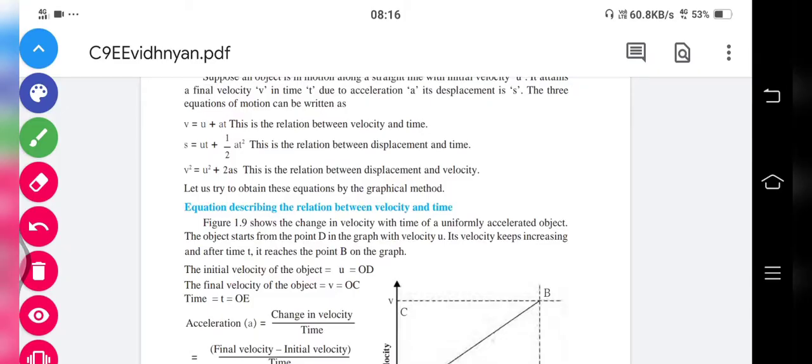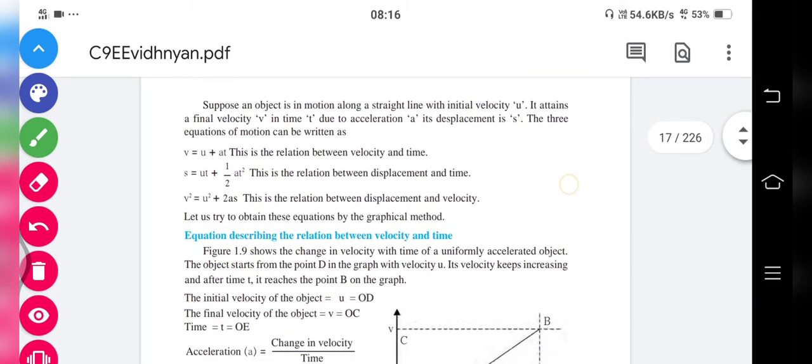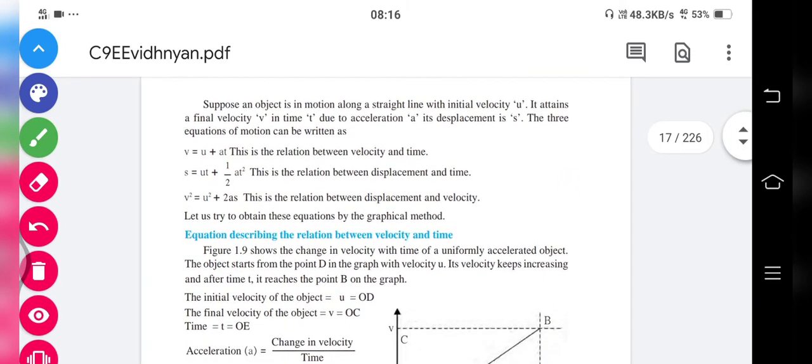In this class we study Newton's laws of motion formulas and their denotations. The first is v equal to u plus at. This is the velocity time relation. After that, s equal to ut plus half at square. This is the displacement time relation. And the next is v square equal to u square plus 2as. This is the displacement velocity relation.